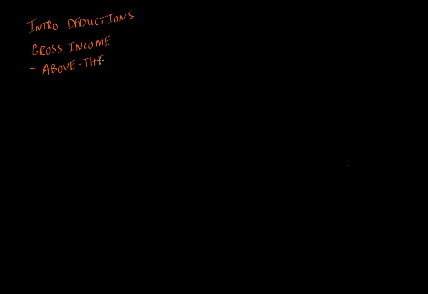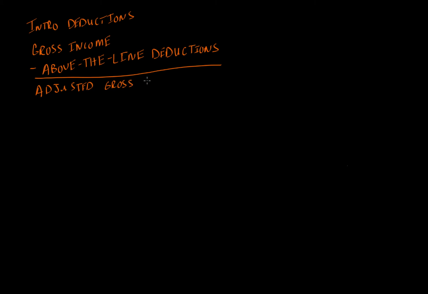We first have to subtract away above the line deductions. When we take gross income and subtract away above the line deductions, we get adjusted gross income. And this is an important number because many of the other types of deductions that we'll discuss are limited by adjusted gross income, sometimes also known as AGI.